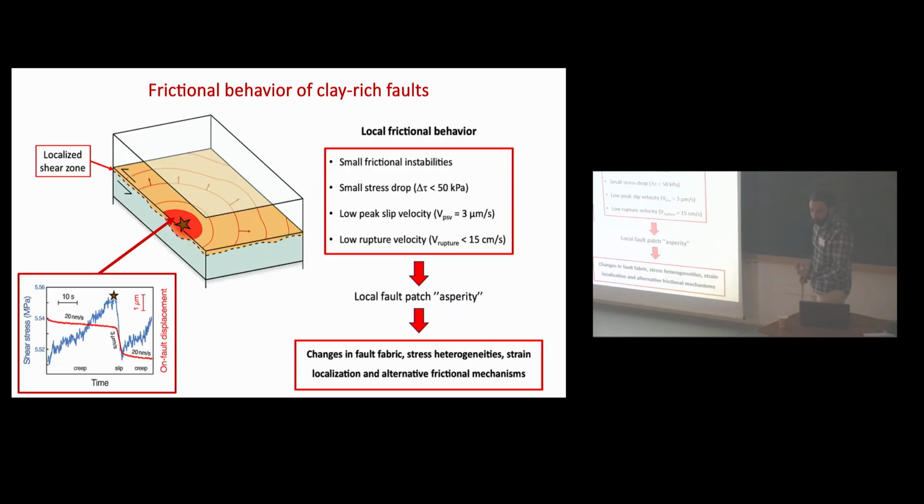But there is also a local frictional behavior that derives from the deformation, at least from my interpretation, of small fault patches that, due to strain localization, stress heterogeneities, structural complexities, and maybe also alternative frictional properties, such as adhesion in this case, may develop a frictional behavior more prone to favor seismic nucleation, at least slow slip nucleation.